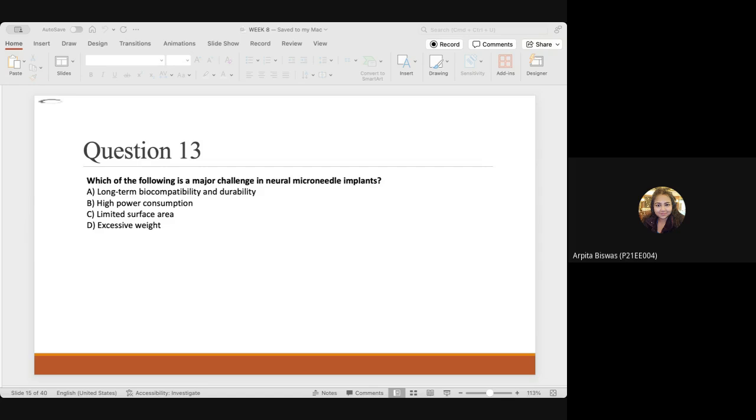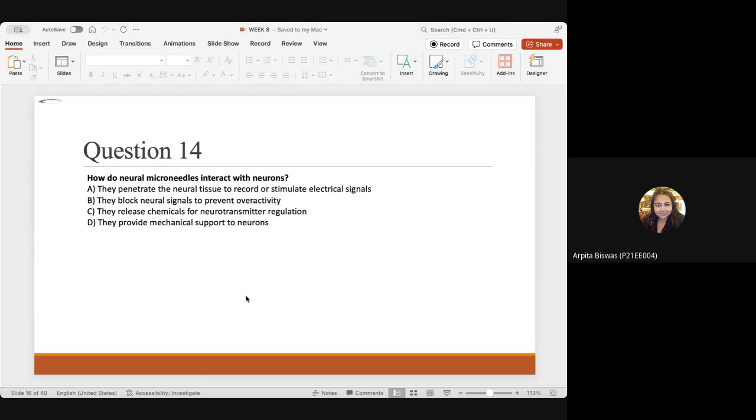So the right option is option A, the long-term biocompatibility and the durability. Okay. Next, move toward question number 14. How do neural microneedles interact with the neurons? First option, they penetrate the neural tissue to record or stimulate the electrical signals.